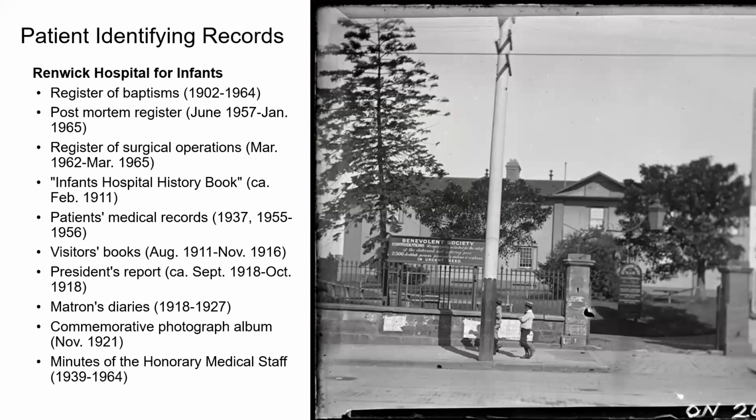The information recorded in the Register of Baptisms, for example, for Renwick Hospital for Infants, shows the date of baptism, name of child, name of mother, the minister who performed the baptism and religion. The matron's diaries for Renwick Hospital for Infants record the daily administration of the hospital and include patient and staff matters.